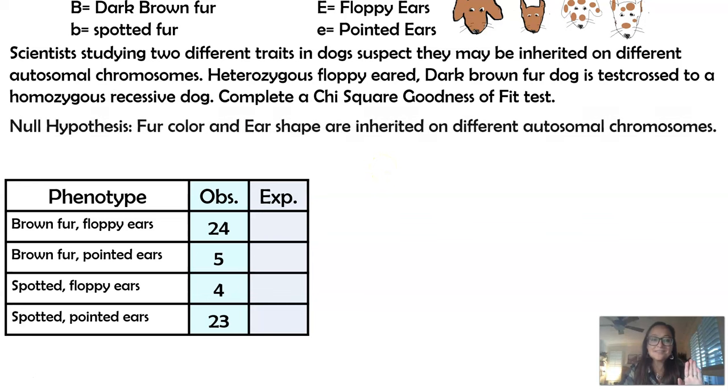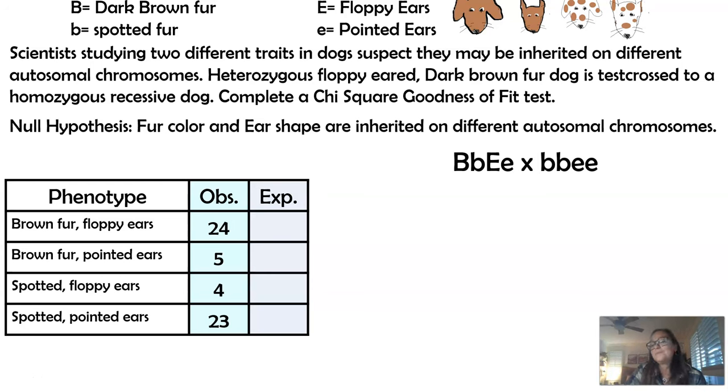So here's our null hypothesis: fur color and ear shape are inherited on different autosomal chromosomes. So this heterozygous dog, a dihybrid dog for both traits, is test crossed to a homozygous recessive dog. Completed chi-square goodness of fit test.